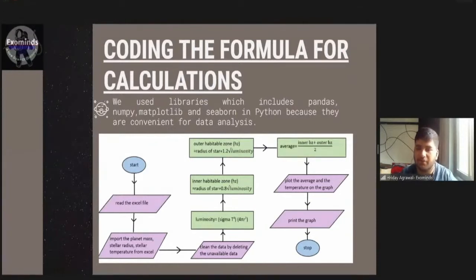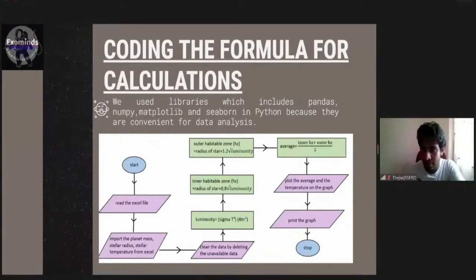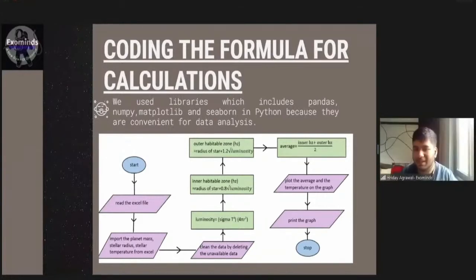First of all, we used Pandas in order to import the data and do the data cleaning. And what did we import? Specifically, we included planet mass, stellar radius, stellar temperature, and many other columns. After that, we created functions for luminosity, inner habitable zone, and outer habitable zone. And then we found the average of it. After that, for the calculation we used NumPy, and for plotting the graph we used Matplotlib. And for fitting the best curve, we used Seaborn. We'll show you the graph in the next slide.